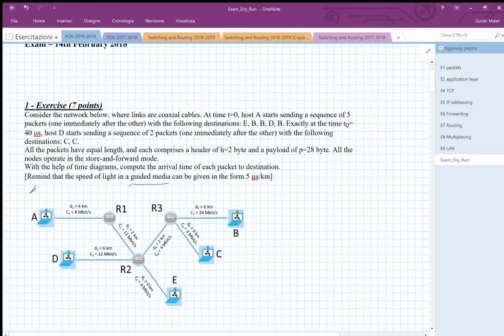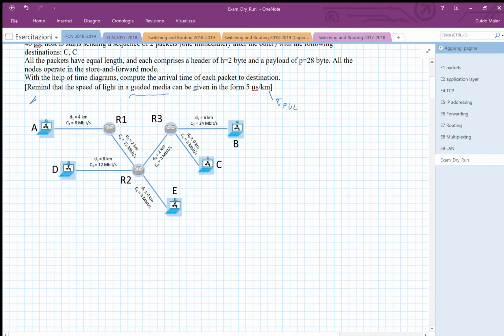So the delay per unit of length, as you know, is 5 microseconds per kilometer. This data sometimes is not given, and you should remember it. This time it was given. So first of all, we can start calculating all the features of the network provided by the physical layer. And in particular, we can calculate the delays and the transmission times.